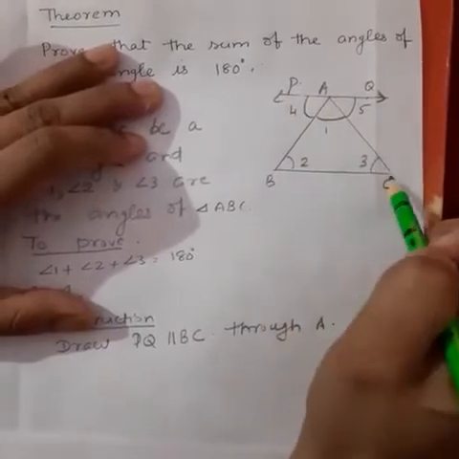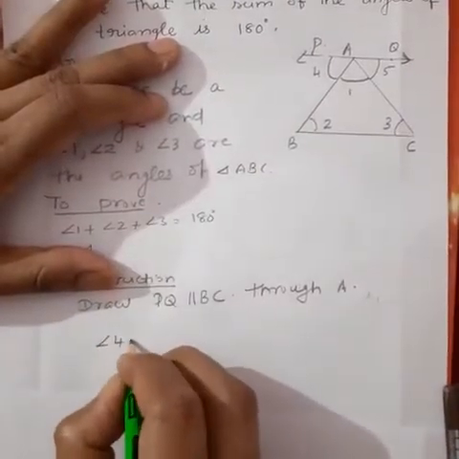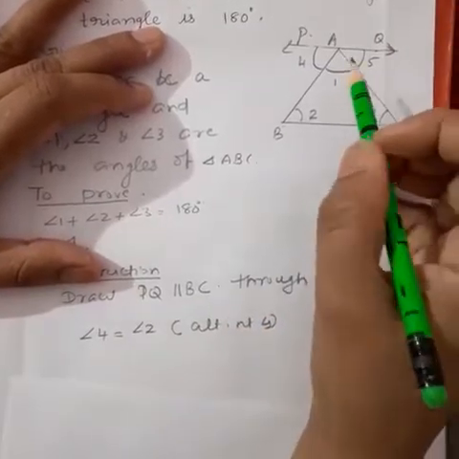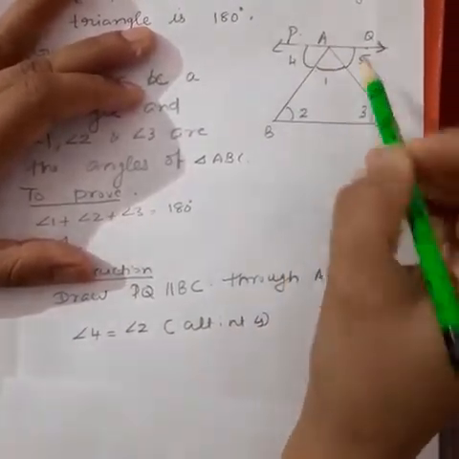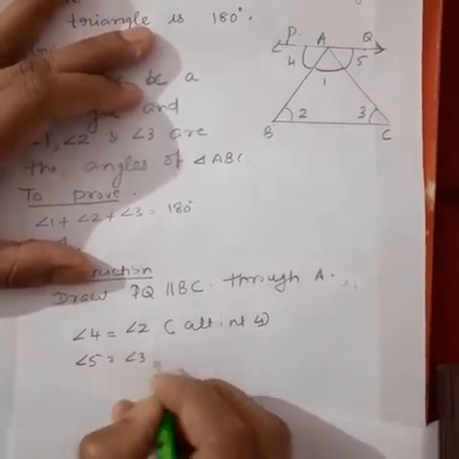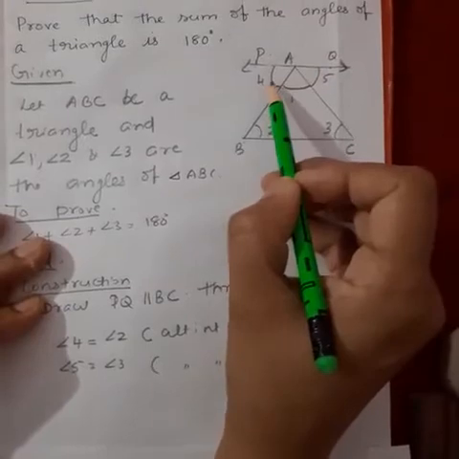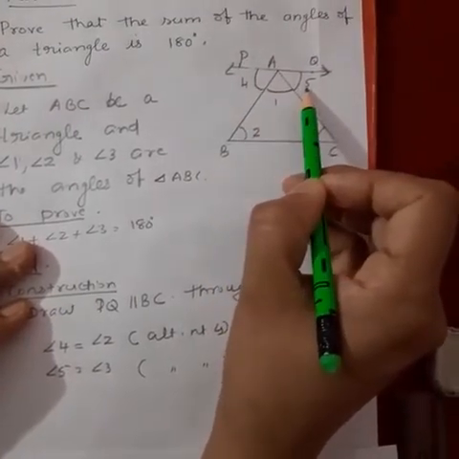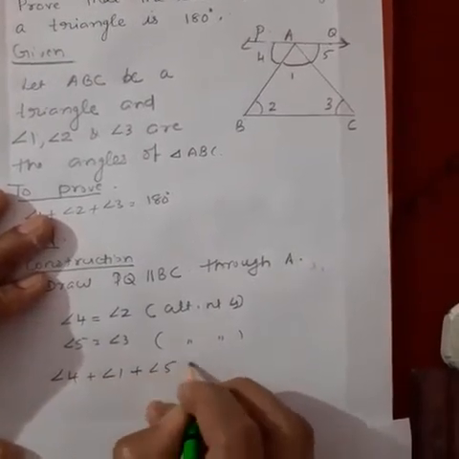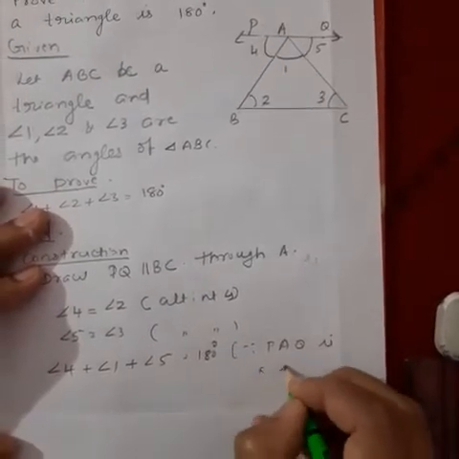Since PQ is parallel to BC and AB is the transversal, then angle 4 is equal to angle 2, because they form alternate interior angles. Similarly, since PQ is parallel to BC and AC is the transversal, then angle 5 is equal to angle 3. Why? Same reason, alternate interior angles. Since PAQ is a line, we can write angle 4 plus angle 1 plus angle 5 is equal to 180 degrees.